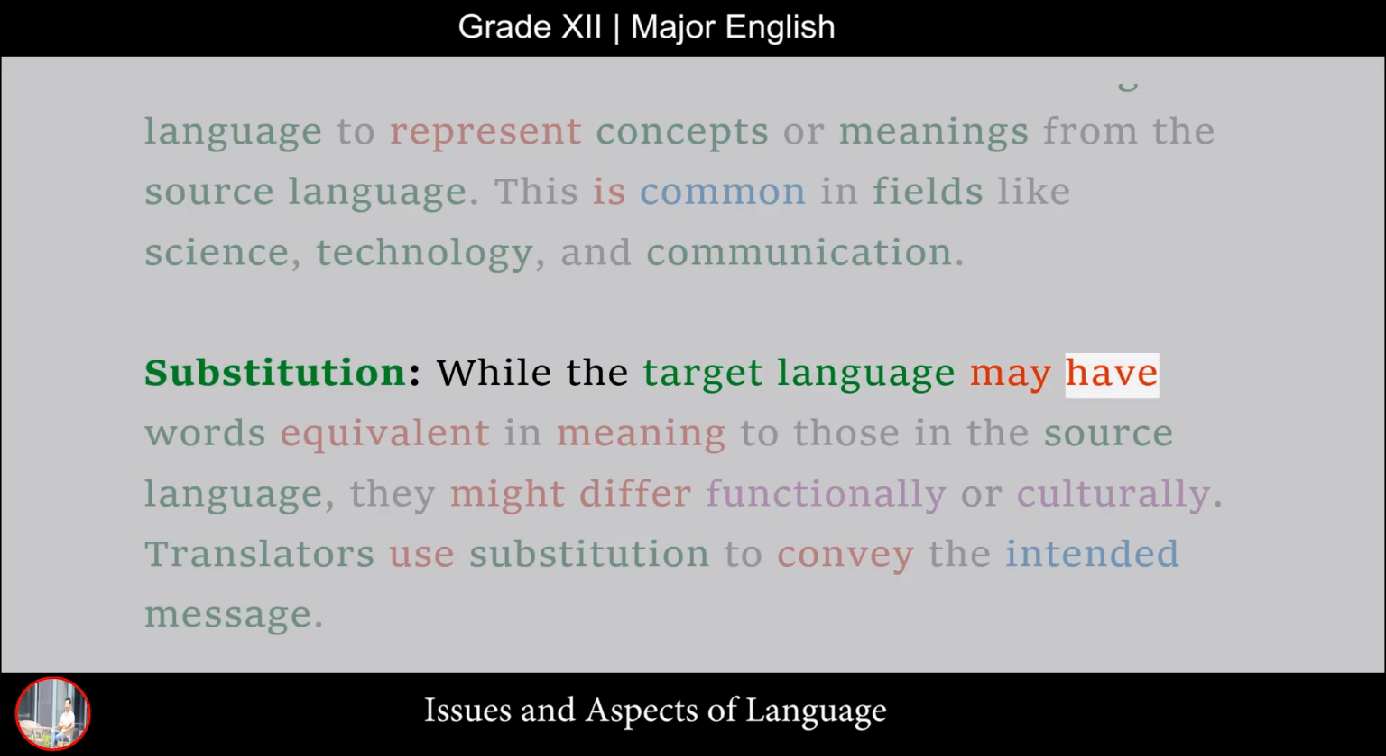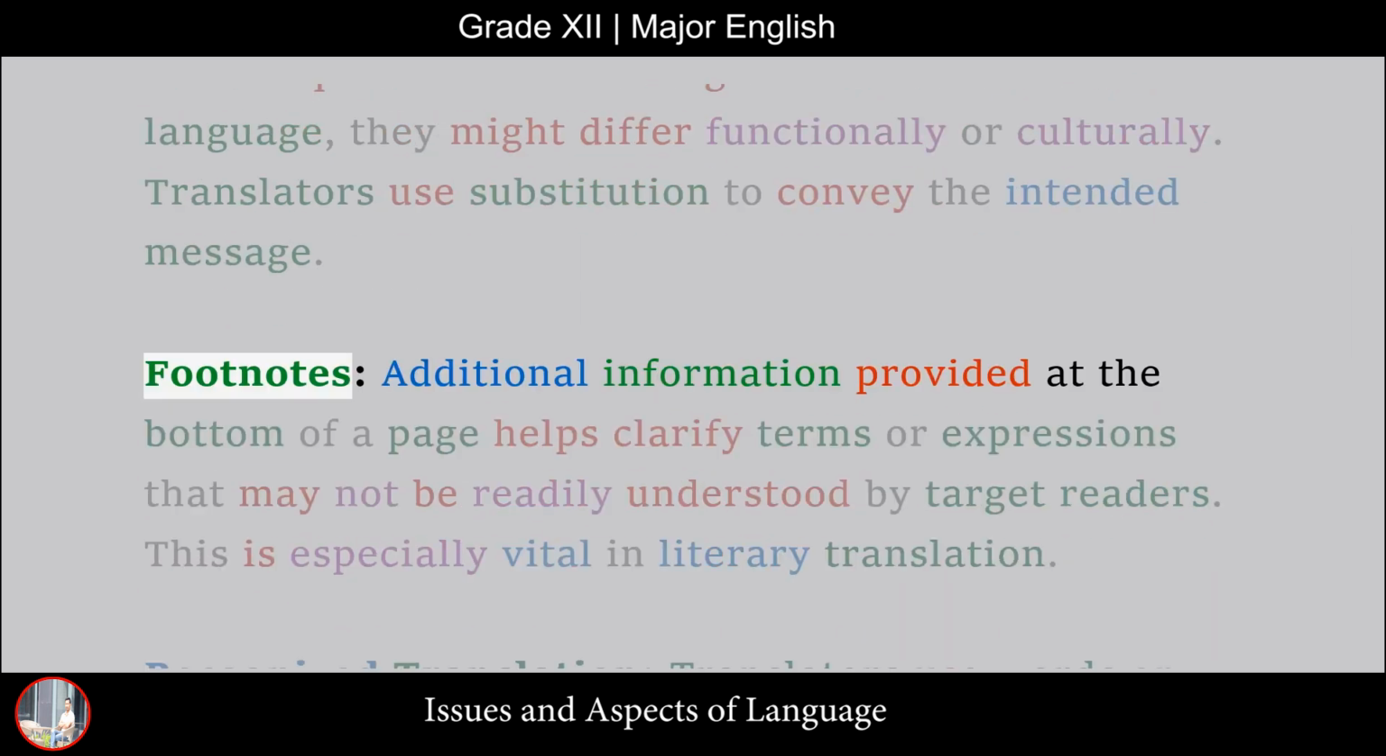Substitution. While the target language may have words equivalent in meaning to those in the source language, they might differ functionally or culturally. Translators use substitution to convey the intended message.